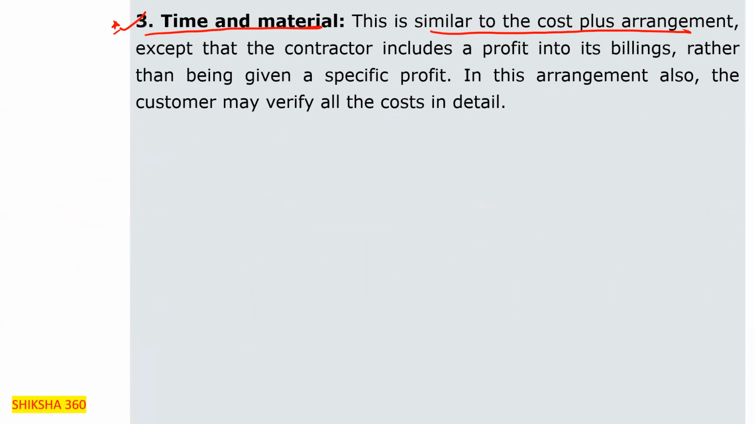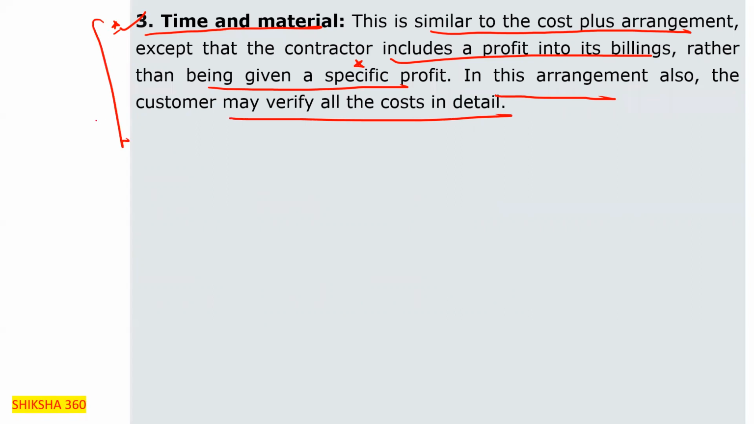So this is similar to the cost plus arrangement, in which they have taken a fixed profit or a percentage profit, except that the contractor includes a profit in its billing rather than being given a specific profit. In this arrangement also, the customer may verify all the cost in detail, because they will get the proper bill. So that is the time and material.